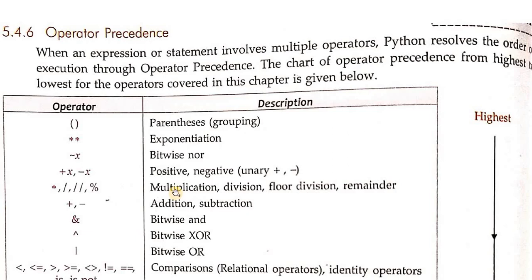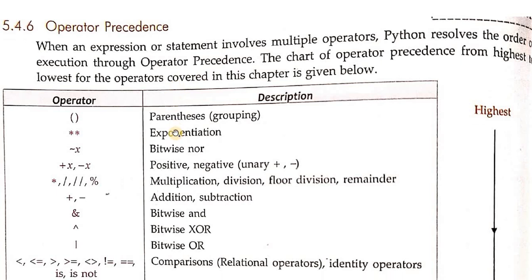Hello students, today's topic is operator precedence. Operator precedence means which operator has higher priority than others in an expression. So when an expression or statement involves multiple operators, Python resolves the order of execution through operator precedence. This is the table given here. In this table, different operators are given and their priorities.